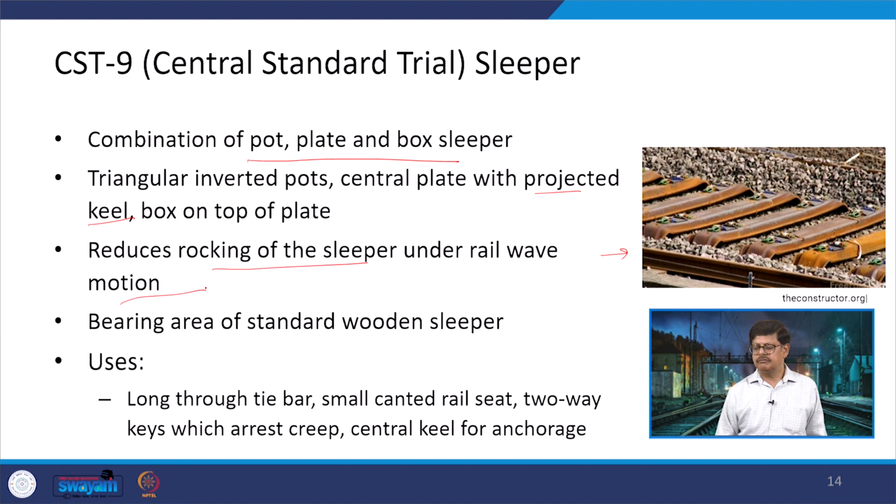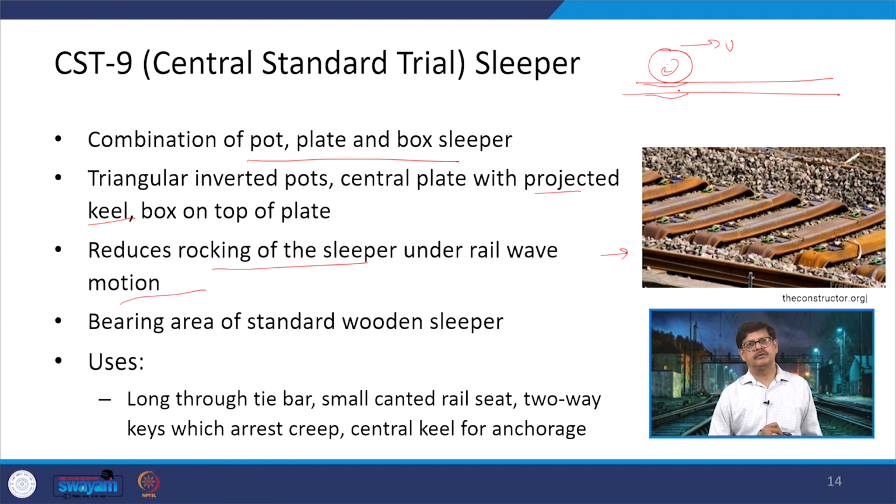So, this rail wave motion means that if the rail is being provided in this direction like this, and the wheel is moving at the top of it with a certain speed v, then there will be a depression here in this form. And if this wheel keeps moving, you will find that wherever this wheel comes, the depressions will come in this form. So, there is a wave motion which gets created. So, that was another thing.